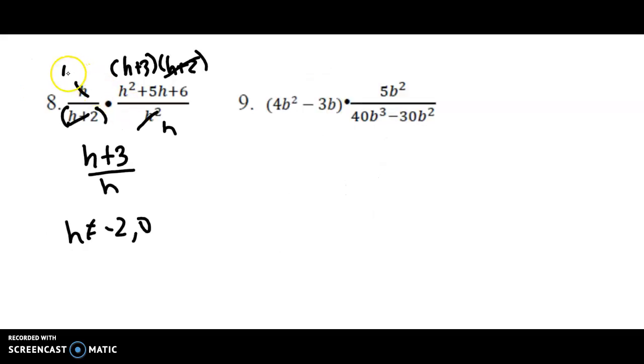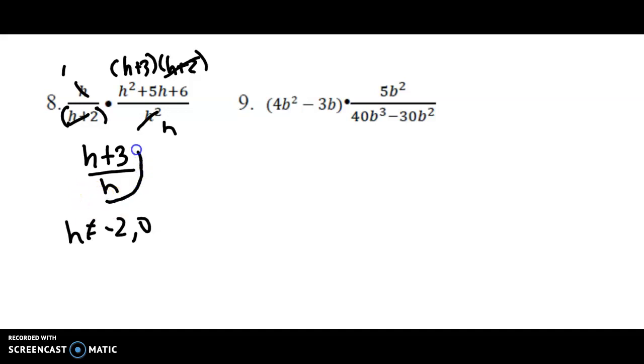Okay, hopefully you saw we had a monomial and a monomial, and h was the common factor. And here you had a binomial and a trinomial. They're polynomials, so you have to factor them. This one was prime, and this one factored into (h + 3)(h + 2), which gave us a common factor to cross off. And you ended up with an answer of (h + 3) over h.